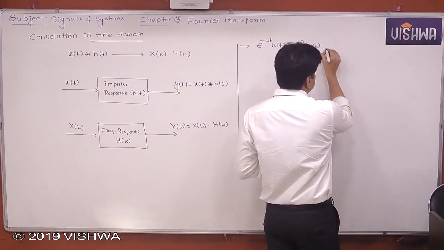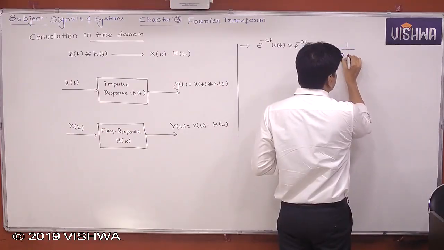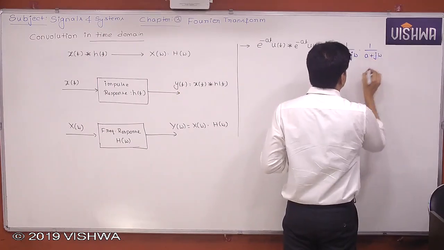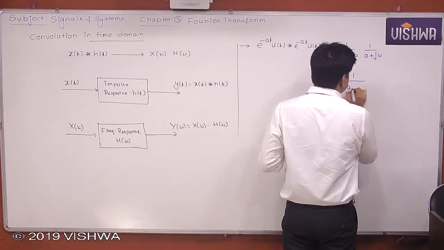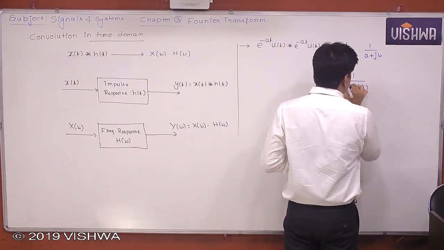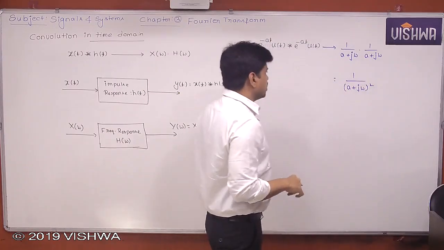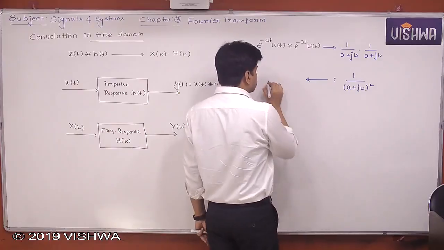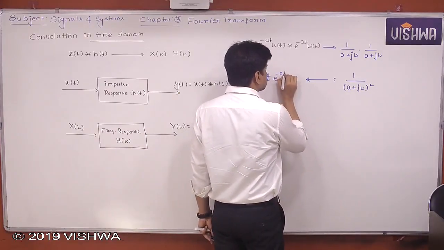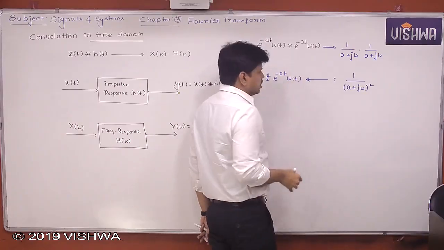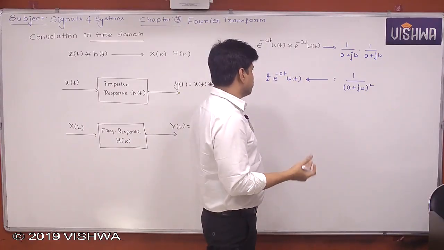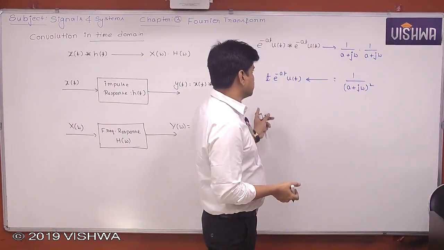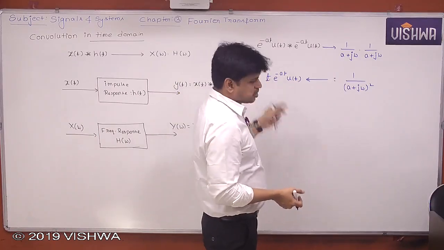For this one, the Fourier transform is nothing but 1 by a plus j omega multiplied with 1 by a plus j omega. So finally this is equal to 1 by a plus j omega whole square. For 1 by a plus j omega whole square, what is the inverse Fourier transform? That is nothing but t e power minus at u of t. We have seen that for t e power minus at u of t, the Fourier transform is 1 by a plus j omega whole square. So that means the inverse Fourier transform is also the same. I hope you understood. This is what it is. Clear? Take it.